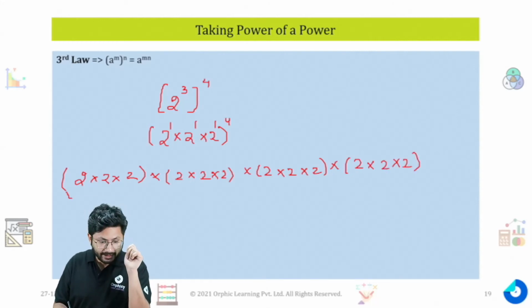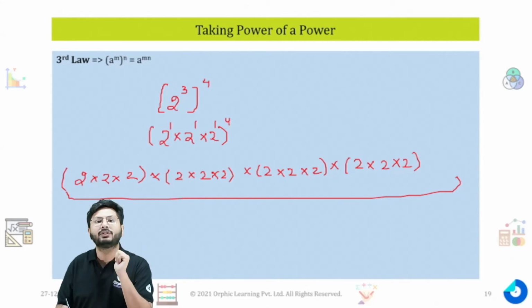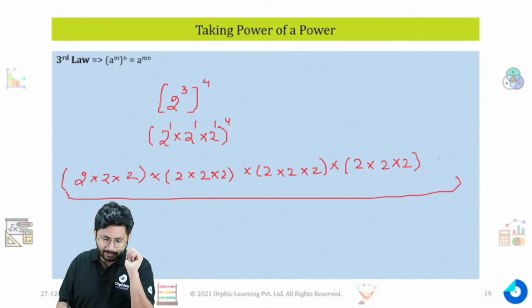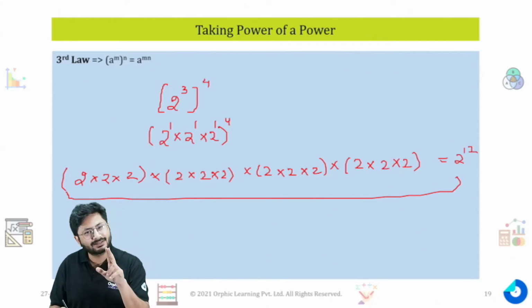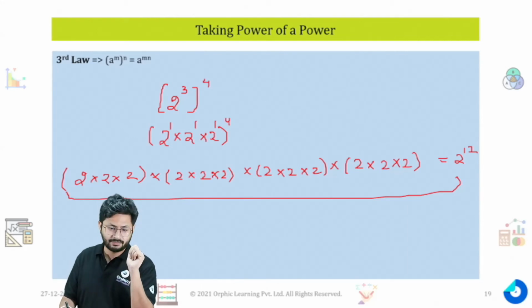So there are 12 2's that we can see, right? So what do we do? We multiply both the powers. So it will directly become 2 to the power 12. Without the expansion, you can directly say that if it is 2 to the power 3 whole to the power 4, then this is equal to 2 to the power 3 into 4, which is 2 to the power 12.